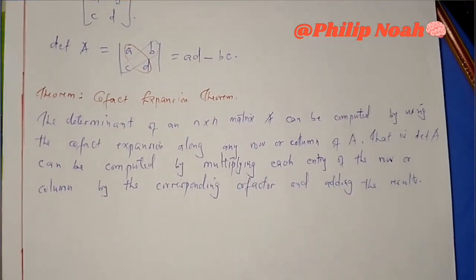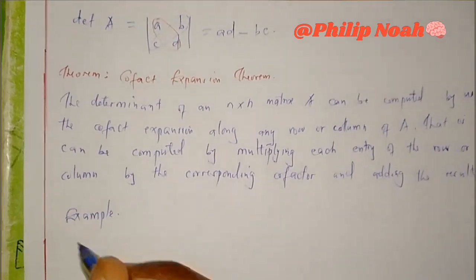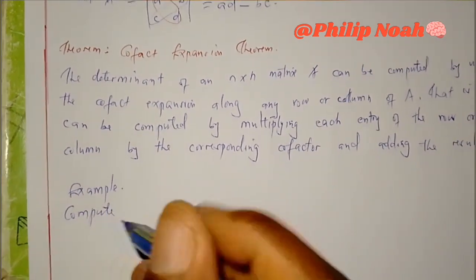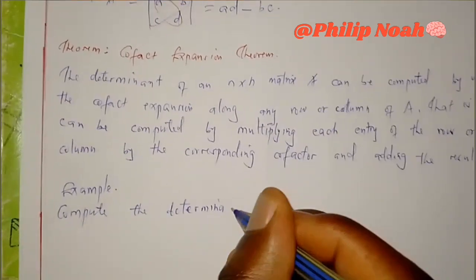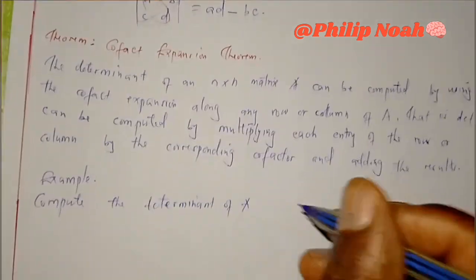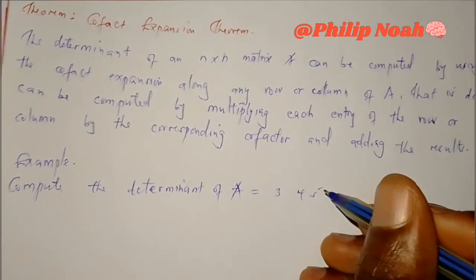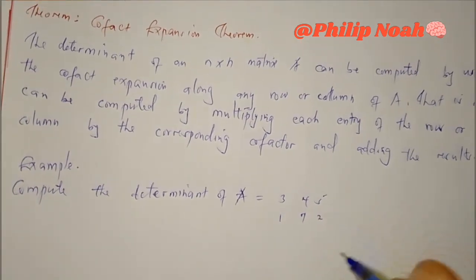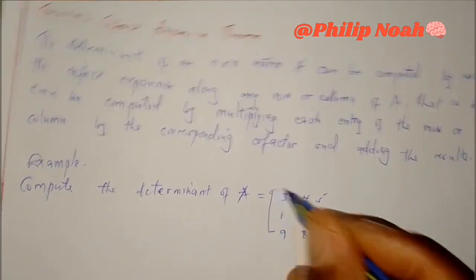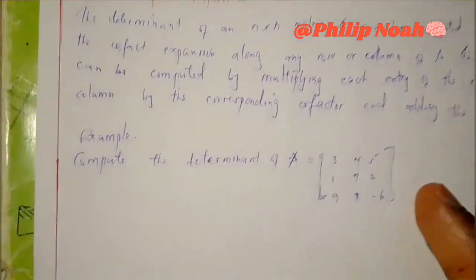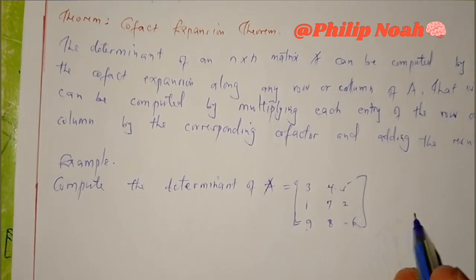So let's look at one example here. You have been asked to compute the determinant of A, and A is given by 3, 4, 5, 1, 7, 2, 9, 8, negative 6. This is our matrix. It is a 3 by 3 matrix. You can see 3 rows, 1, 2, 3, and 3 columns. So it's a 3 by 3 matrix.